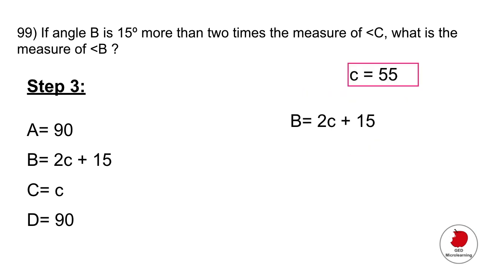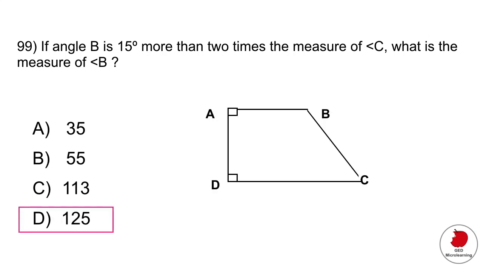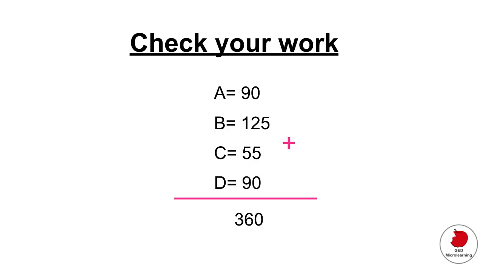Okay, so now, remember that the question is not asking you for angle C. It's asking you for the measure of angle B. So you're going to take that number you found, and plug it in this equation for angle B. So instead of having that C, you're going to put in the 55. That gives you this number, which is 125, option D. All right, and as always, make sure you check your work. If you add up all these numbers together, it should give you 360, which we said is what a four-sided plane figure is.